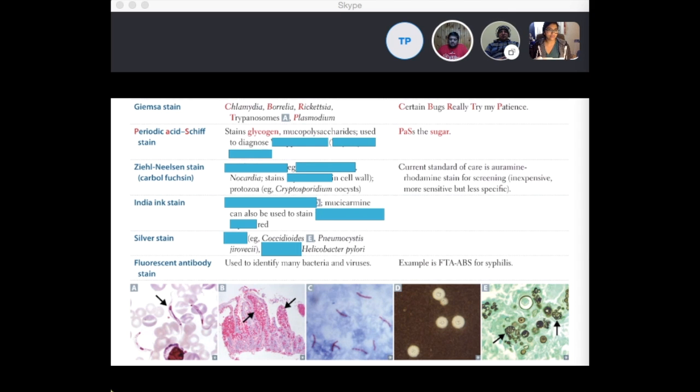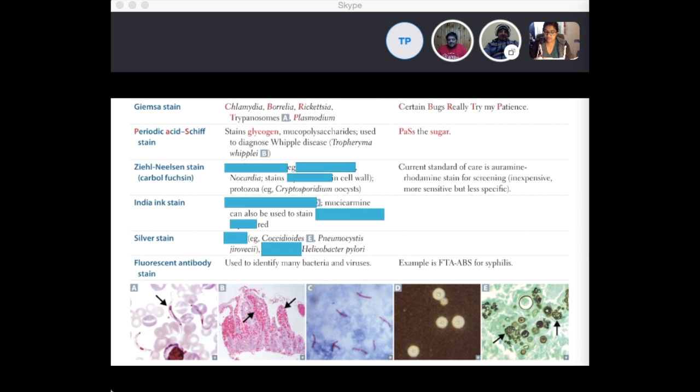What disease? This one's Whipple's disease. Yeah, Whipple disease. And it is caused by what organism? Tropheryma whipplei. Yes. Tropheryma whipplei.